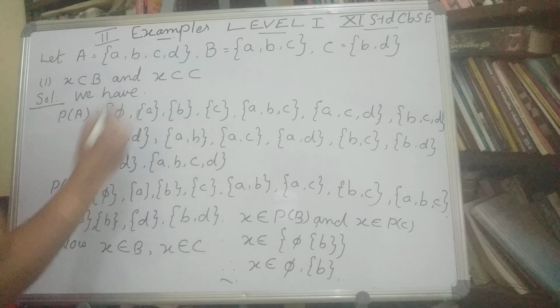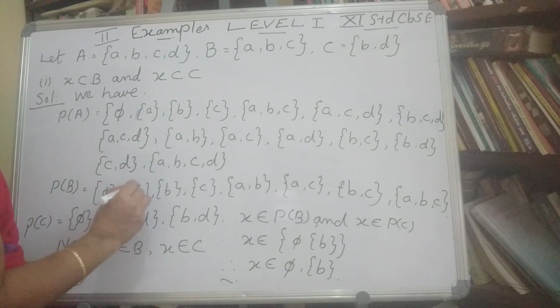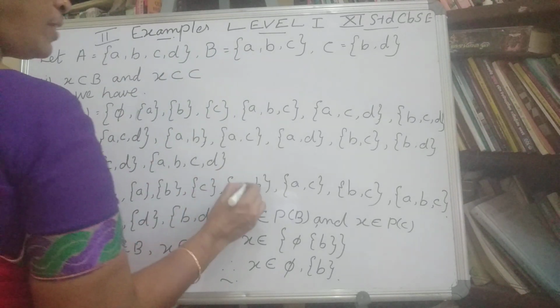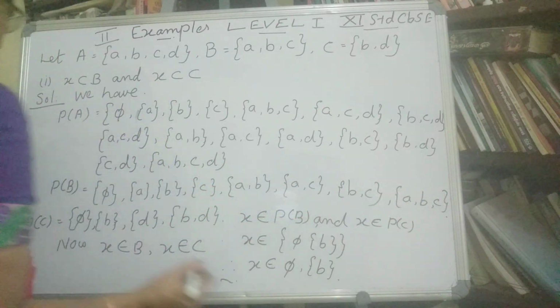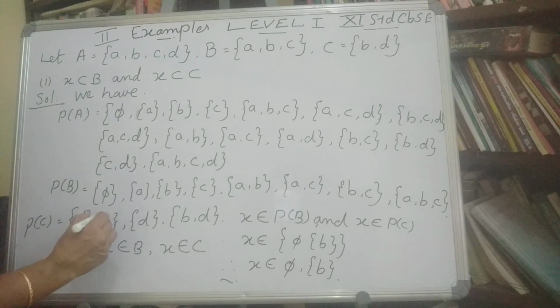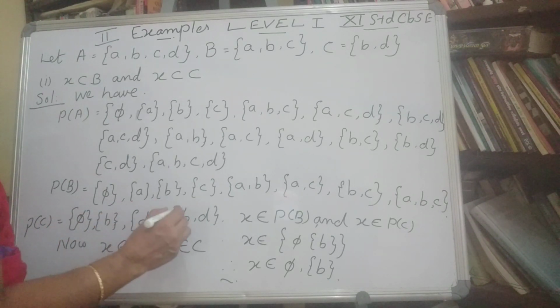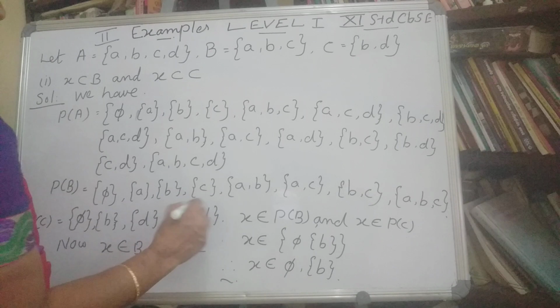Then P of B is null set, set of A, set of B, set of C, set of A, B, set of A, C, set of B, C, set of A, B, C. Then P of C is null set, set of B, set of D. So then the next one is B, set of B, D.